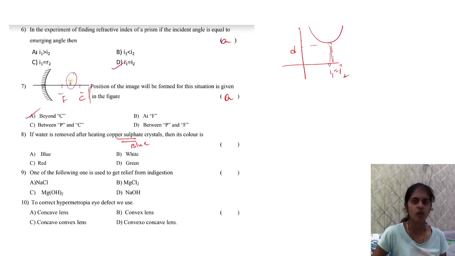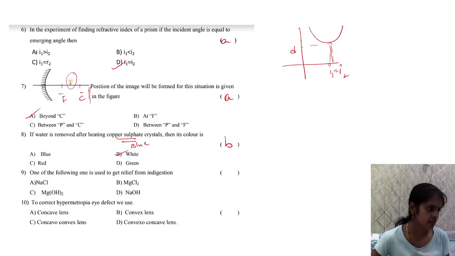Okay, if I remove water from it after heating, what happens? It will lose its blue color, isn't it? So it will become white. If water is removed, it will become white. So option B is correct.